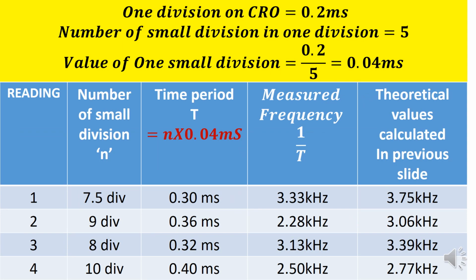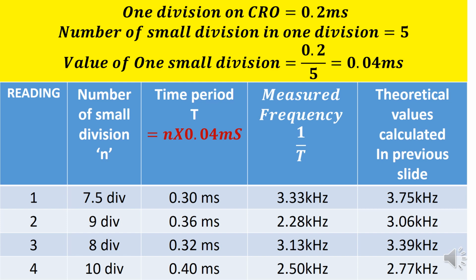Now this is what we get when we measure with the CRO. You can see one division of the CRO is 0.2 milliseconds. The number of small divisions is 5, so the value of one small division is 0.2 divided by 5, which is 0.04. Throughout the whole experiment I am taking this value. Different readings are there.